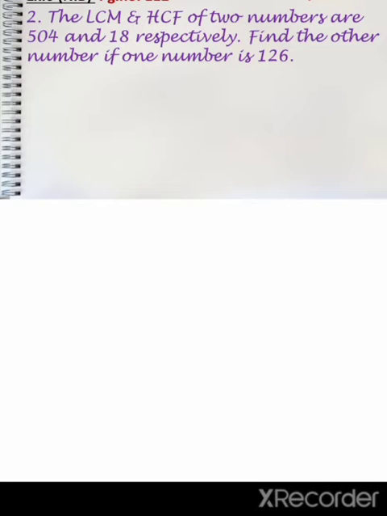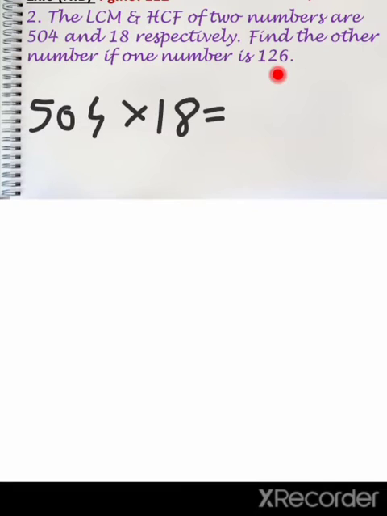and instead of the product, only one number is given. So how will you find the other number? Let's write what is given here. LCM and HCF of two numbers are 504 and 18. So LCM is 504, sorry, and HCF is 18. Find the other number if one number is 126. So one number is given, 126. We have to find the second number.